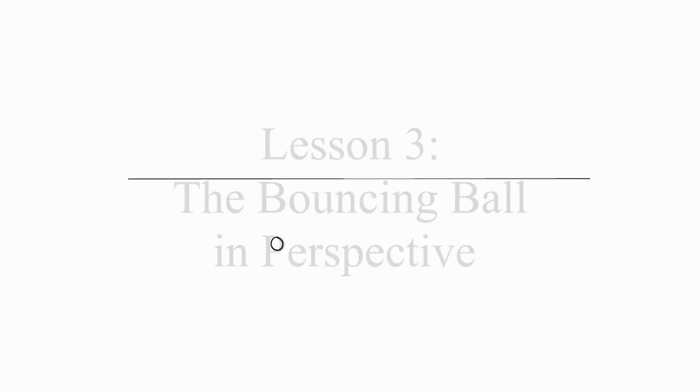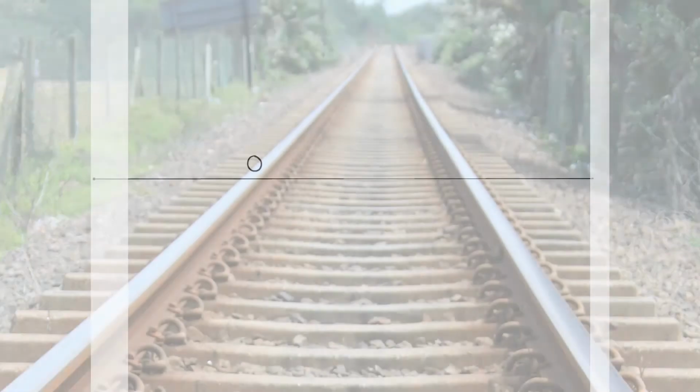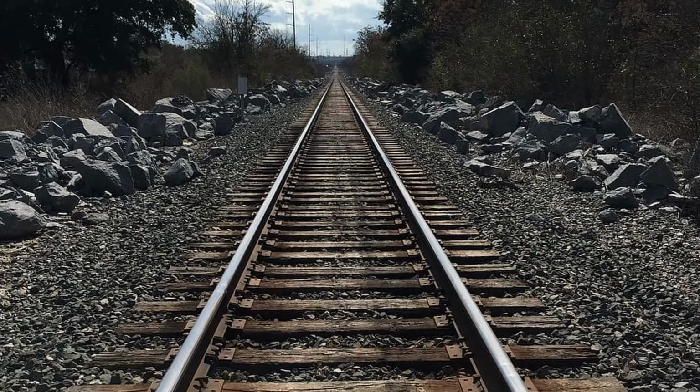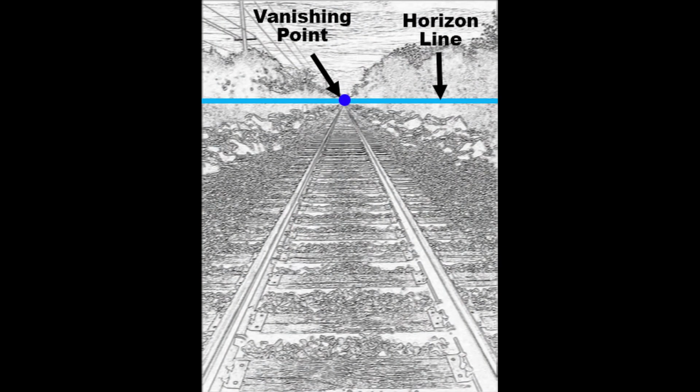In this lesson, we're going to go through the fundamentals of how to set up one-point perspective so that you can create the bouncing ball animation in perspective. Now, if you've ever looked at train tracks or tunnels, or at things into the distance, you'll notice that all of the lines of the train tracks or the tunnel or the building you're in lead directionally away from you into this tiny little point. In perspective, we call that the vanishing point.